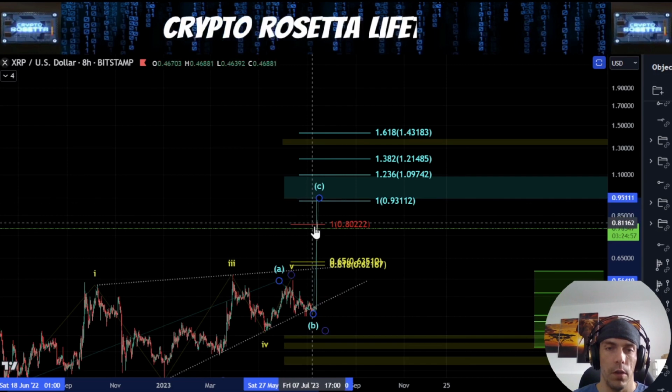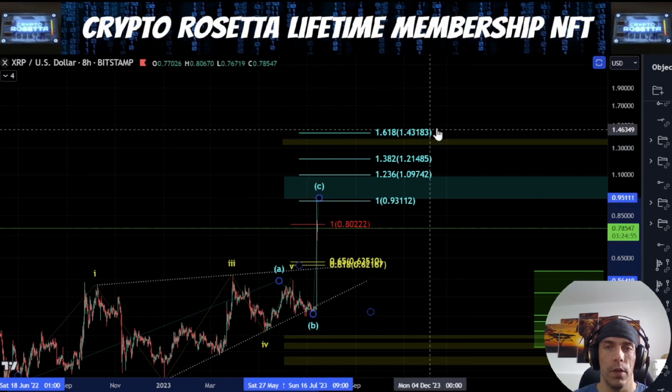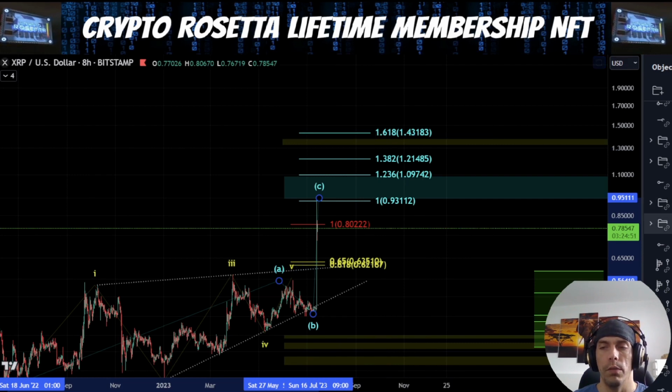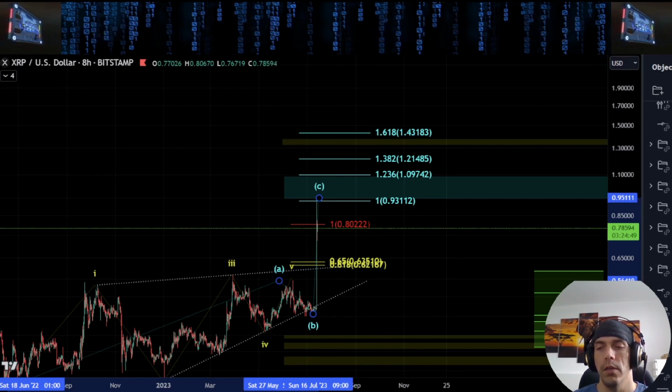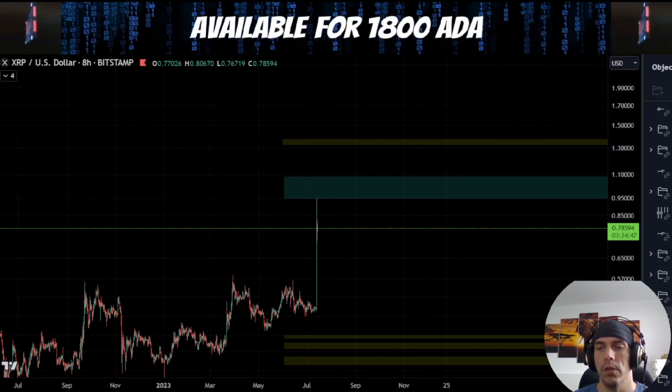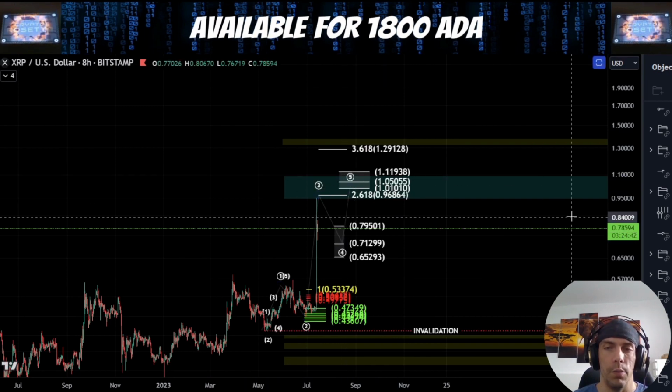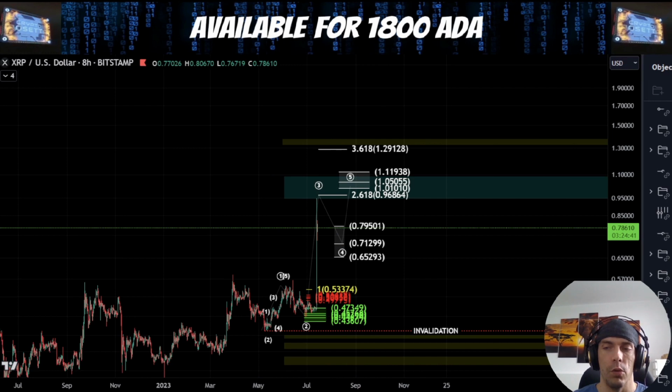So this is what we want to see with this count. We're going to go into the smaller degree counts now. Effectively, within this idea where this is a diagonal, we need to hit this $1.43. Within the other idea that we just discussed, what we need to see is this fourth wave and fifth wave develop here for more clarity that this is what we're getting.